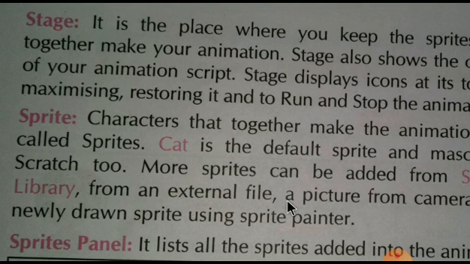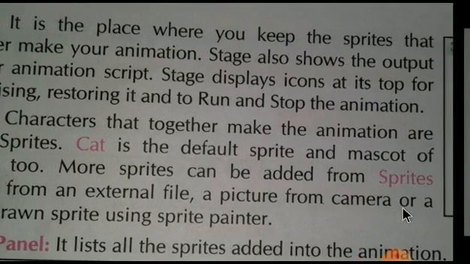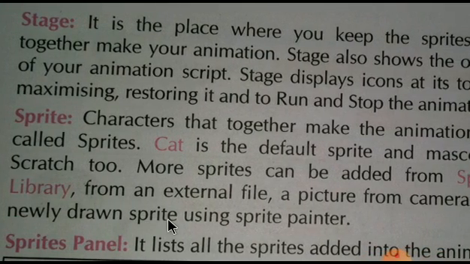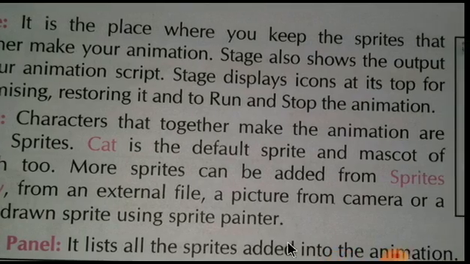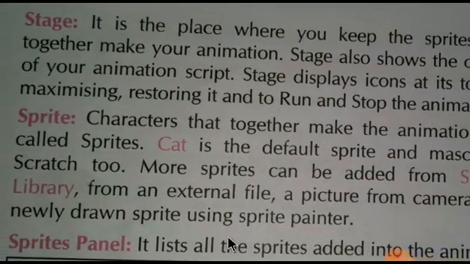You can also add sprites from an external file, a picture from the camera, or a newly drawn sprite using Sprite Painter. You can make any new sprite using Sprite Painter. You can insert from your file or you can take a picture of the sprite from the camera also. Next is the Sprite Panel. It lists all the sprites added into the animation.